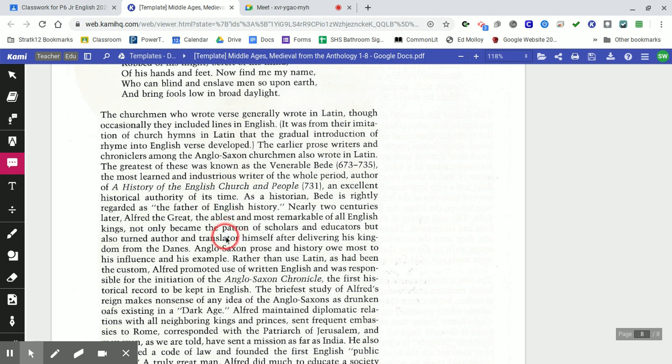Nearly 2 centuries later, Alfred the Great, the ablest and most remarkable of all English kings, not only became the patron of all scholars and educators, but also turned author and translator himself after delivering his kingdom from the Danes. Anglo-Saxon prose and history owe most to his influence and to example. Rather than use Latin, as had been the custom, Alfred promoted the use of written English and was responsible for the initiation of the Anglo-Saxon Chronicle, the first historical record to be kept in English.